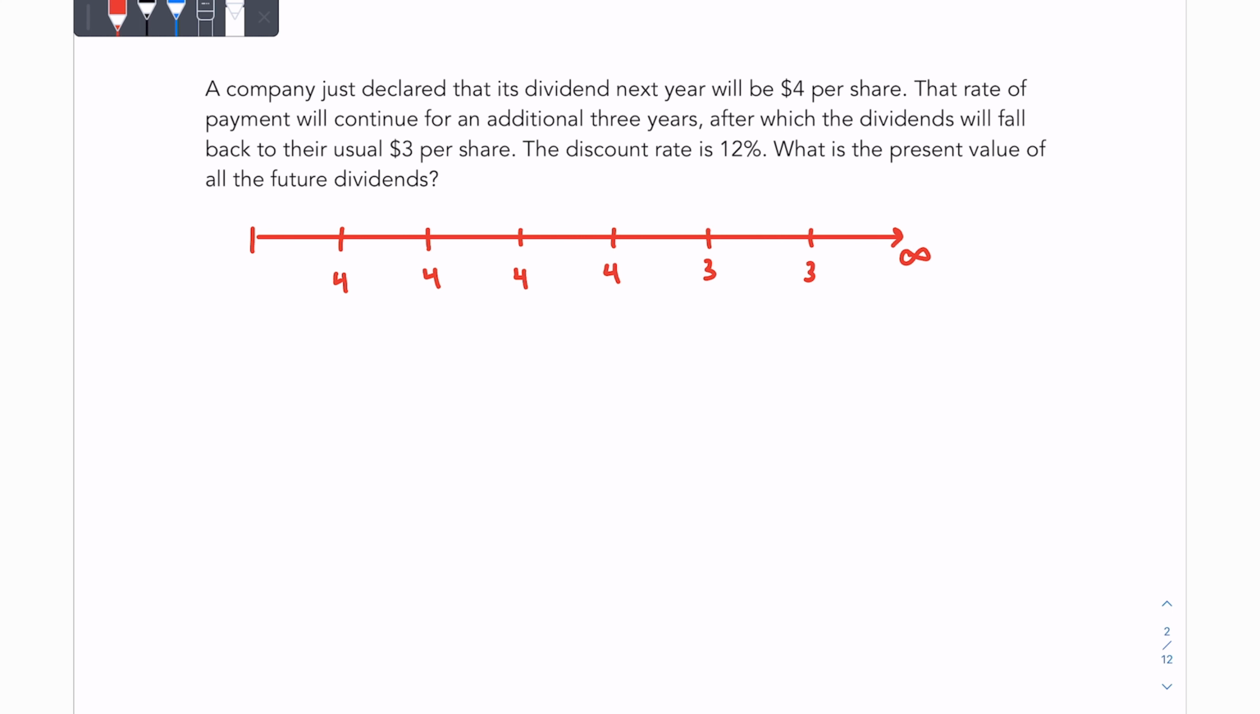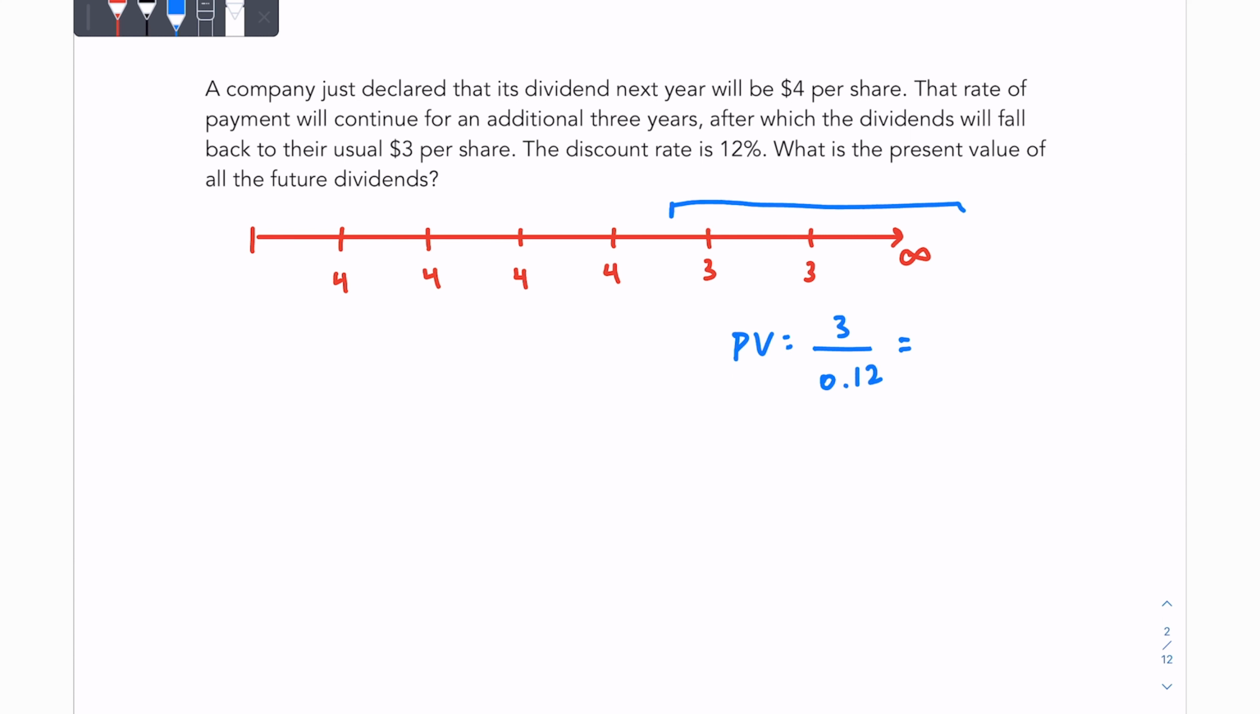What is the present value of all future dividends given a discount rate of 12%? Okay, so we've got a two-parter here. We've got a perpetuity at the end and an annuity at the beginning. So I'm going to start right to left since I'm looking for the present value. And I'll start with my perpetuity, which is right here. The present value of the perpetuity is 3, the payment, divided by the discount rate.